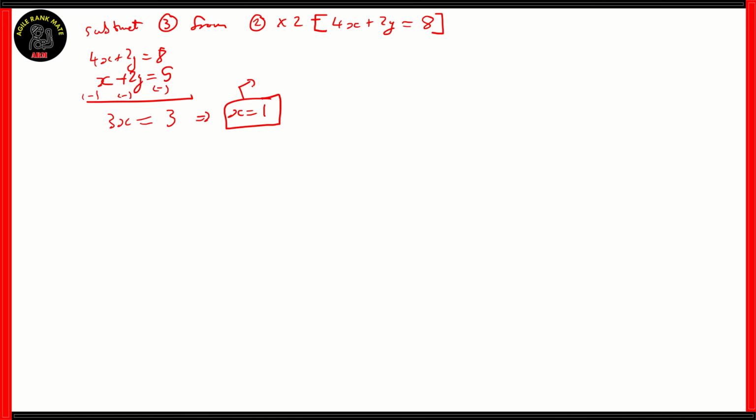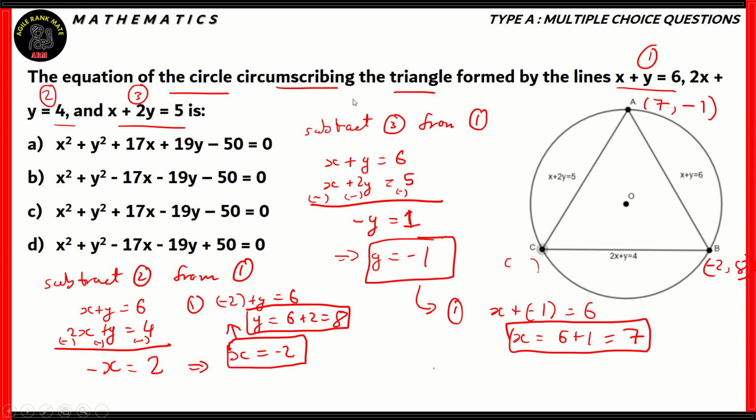So we're going to apply that to equation 3. So 1 plus 2y equals 5. 2y equals 5 minus 1 equals 4. Y equals 4 by 2 equals 2. So now we know the coordinates for C as well. So let's erase the brackets and in their place write the coordinates of C, which are 1, 2. So A is 7, minus 1, B is minus 2, 8, C is 1, 2.